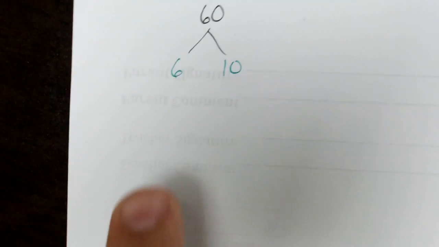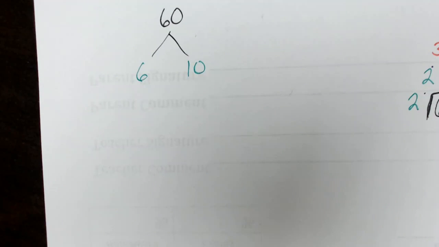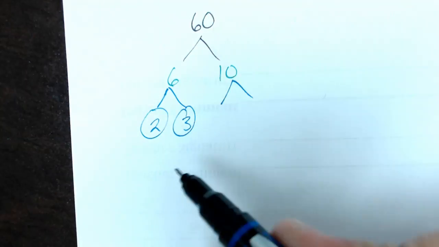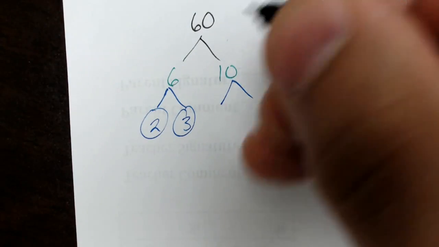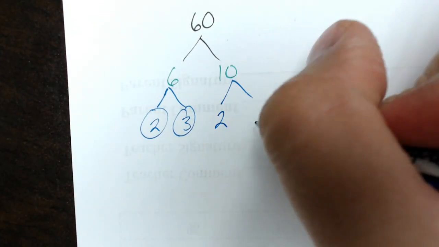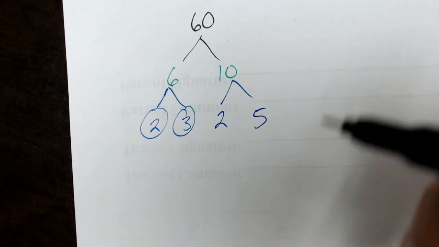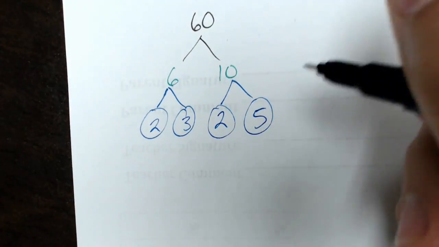Now, are either of these numbers prime? No, they're not, so I'm going to factor again. Put a factor tree here and a factor tree here. What times what equals 6? Well, 2 times 3. Are either of these numbers prime? They are. Whenever I get to prime numbers, I circle them. Now, what times what will equal 10? 2 and 5. Are those numbers prime? Yes, they are, so I circle them.